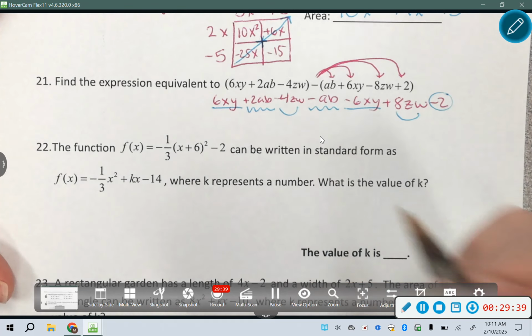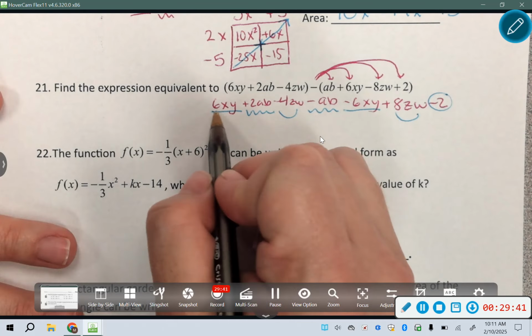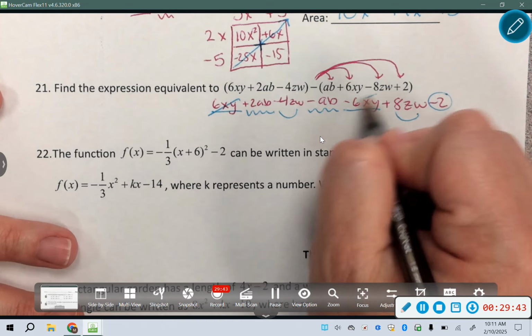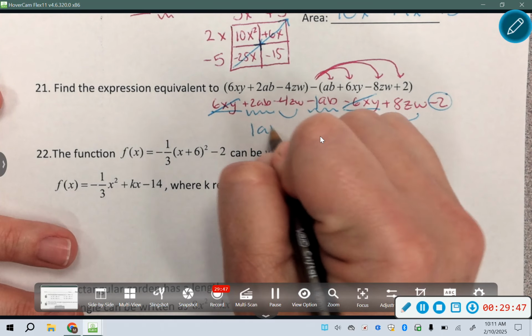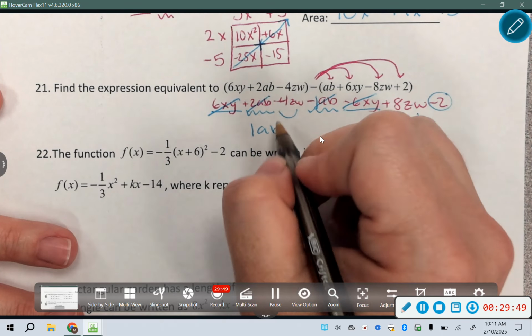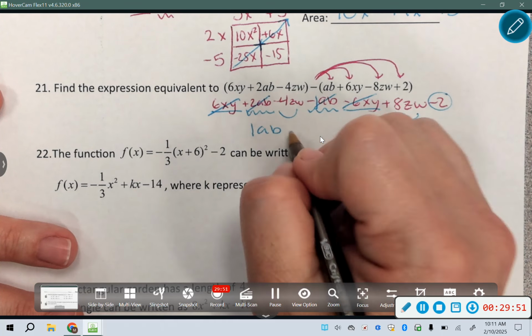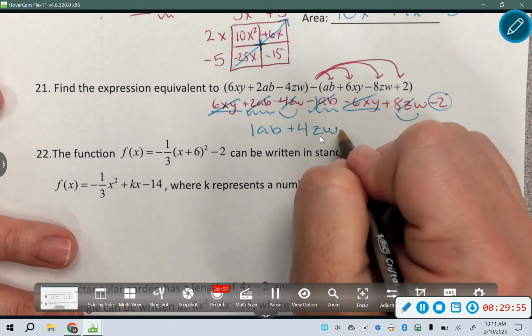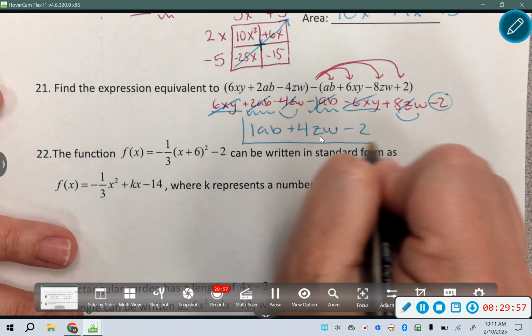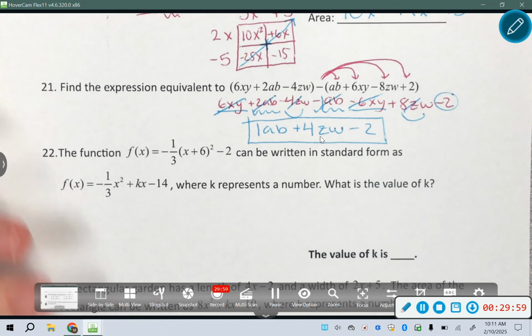Okay, so I'm going to start with my xy. So 6xy minus 6xy, will those cancel? 2ab minus 1ab would leave me with 1ab. I'm done with those. Negative 4 plus 8 is going to be positive 4zw. And then bring down my minus 2. Here's my answer.